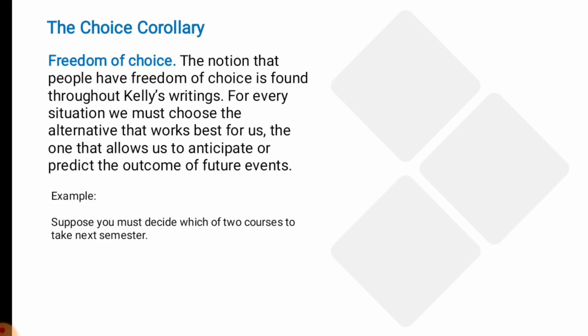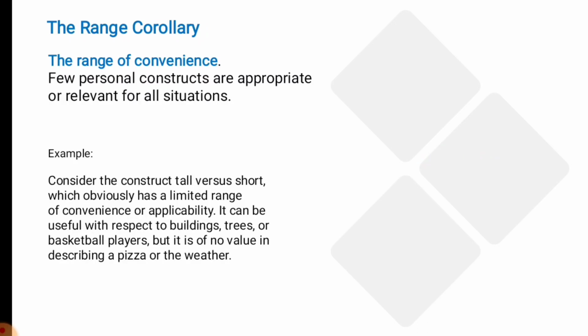Okay, so an example here is, suppose you must decide which of the two courses to take next semester. So yun, meron tayong decision or choice for that. The range corollary refers to the few personal constructs that are appropriate or relevant for all situations. So again, this is the range of convenience.